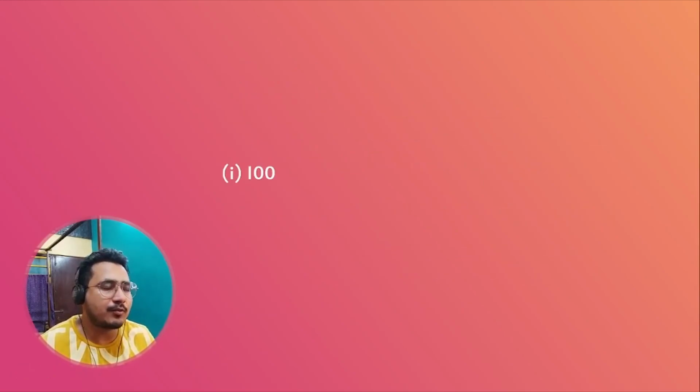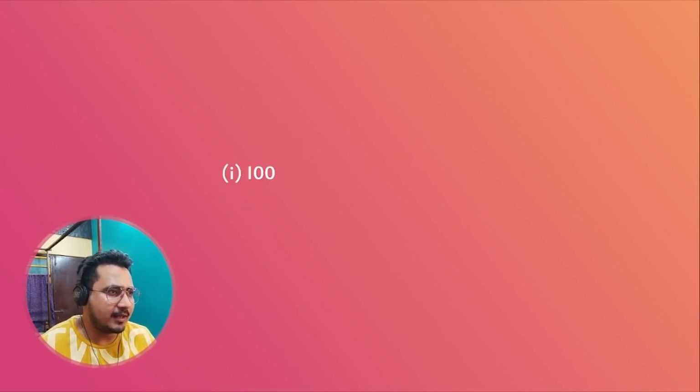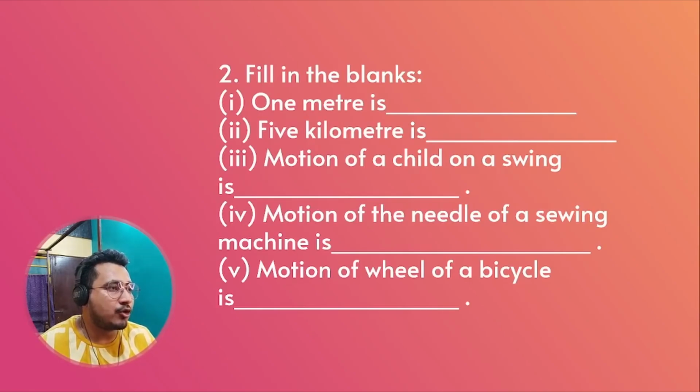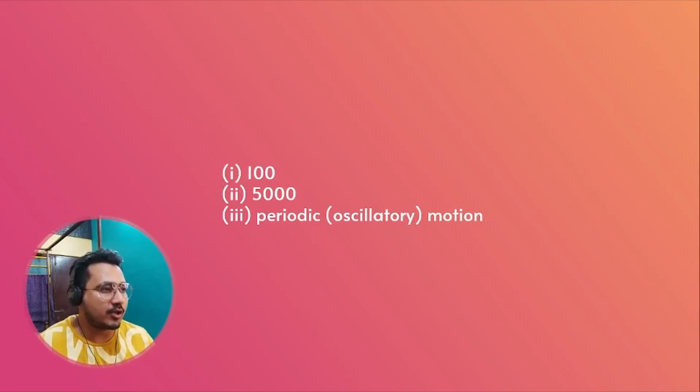The first answer was 100. The question you remember, right? 1 meter is how many centimeters, that is 100. 5,000 was also right. 5 kilometers equal to how many meters? And the third question was what? Motion of a child on a swing. It is a periodic motion or oscillatory motion.